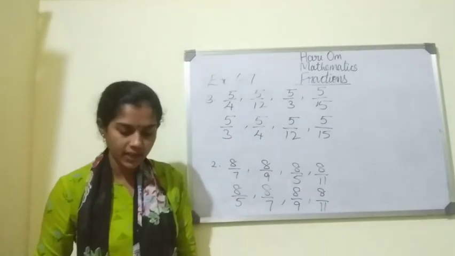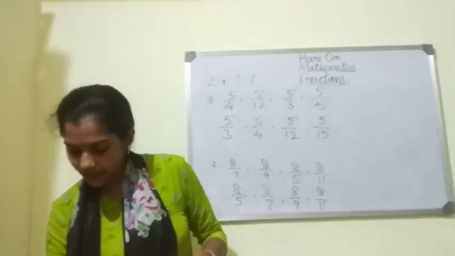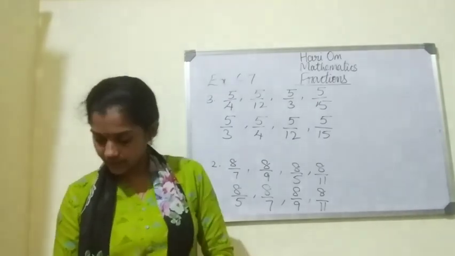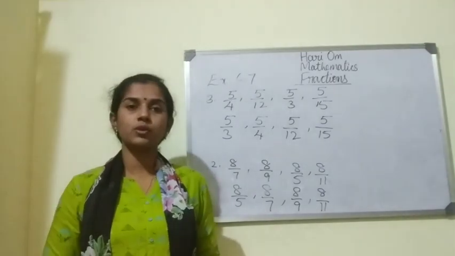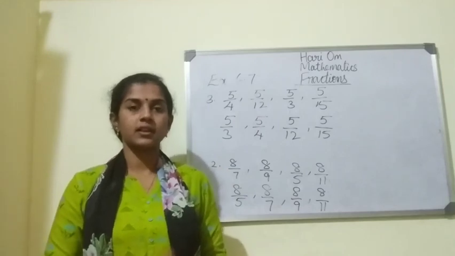Understood this, children? So we have compared and arranged the unlike fractions in ascending and descending order. So in tomorrow's class we are going to learn what is proper and improper fraction. Hari Om, children.